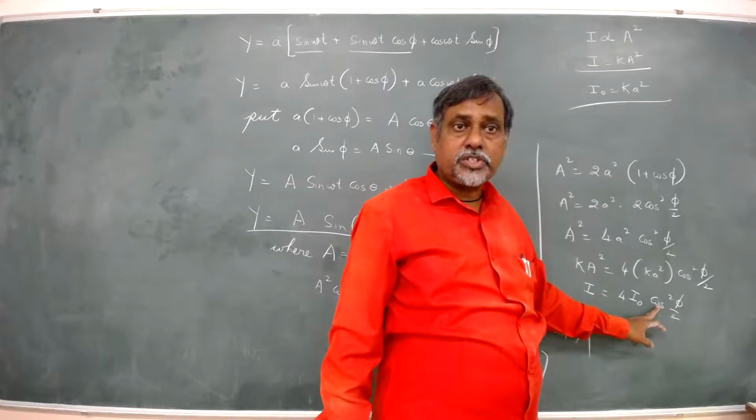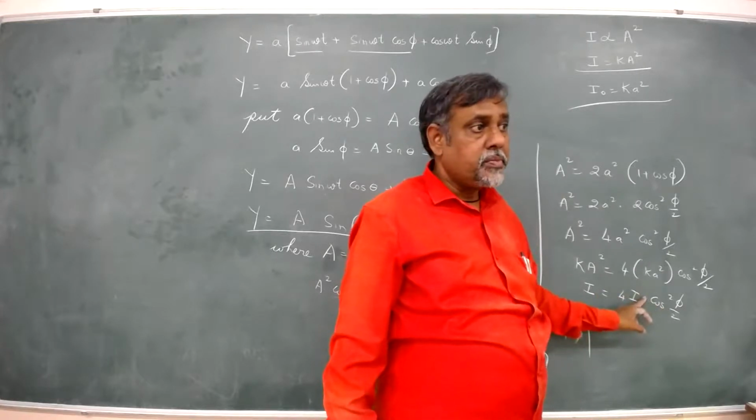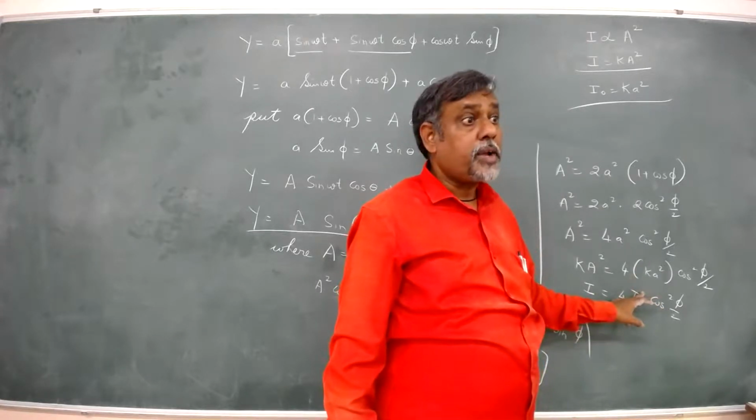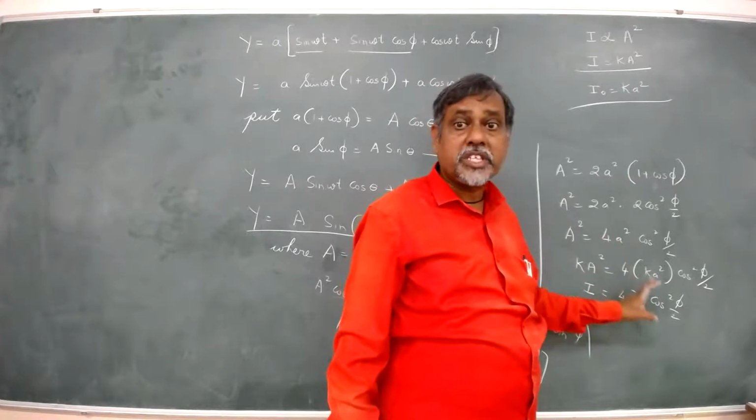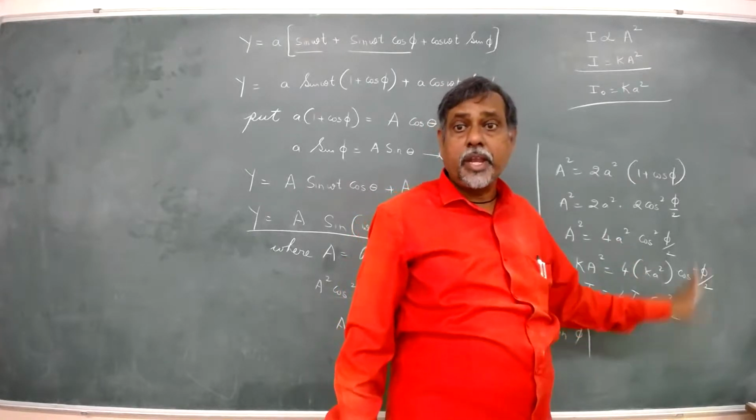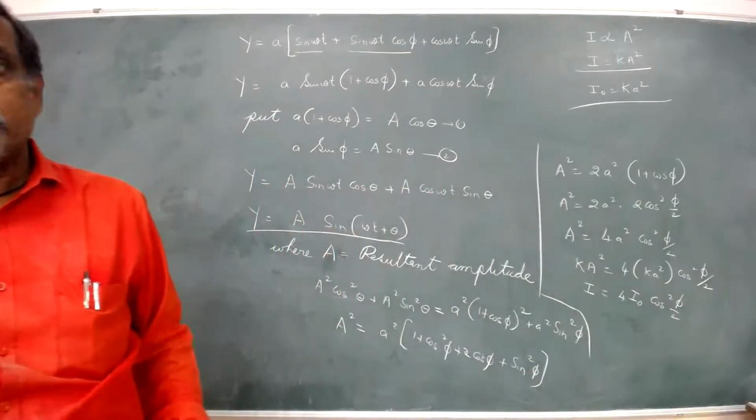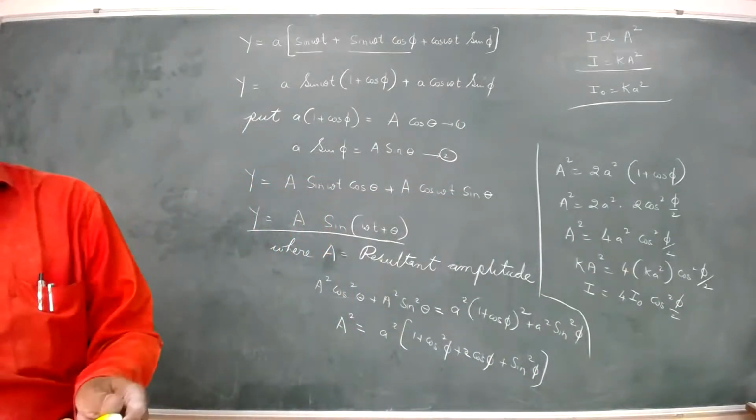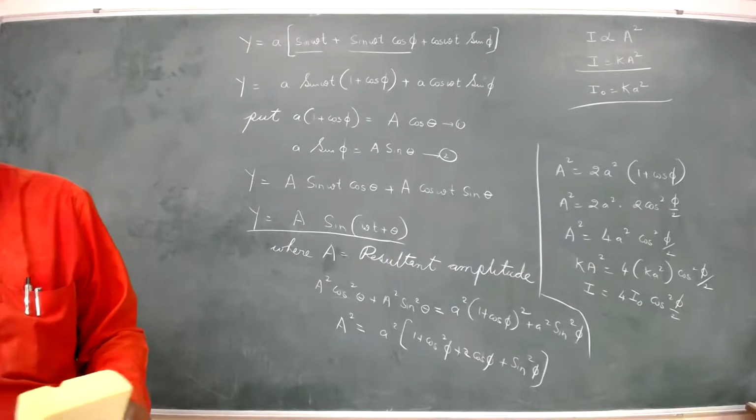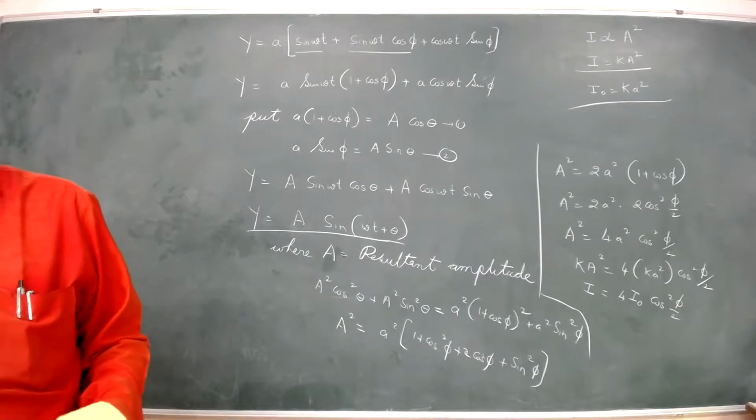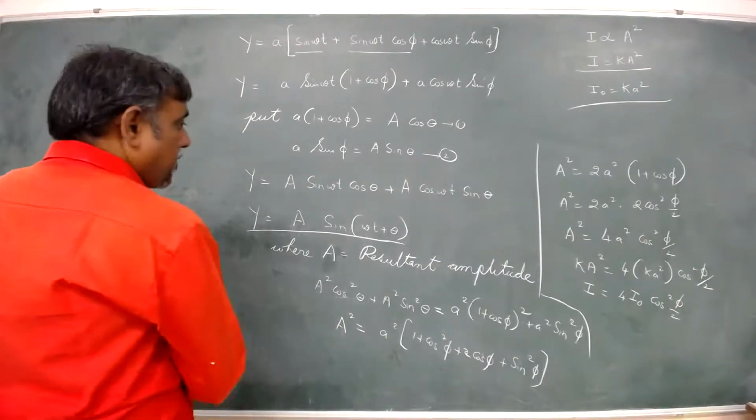Cos square pi by 2 is equal to 0, so I is equal to 0. Dark band formation means intensity becomes 0, or intensity becomes minimum. That discussion is very, very important. Problems and questions will be composed based on that discussion. Remember.